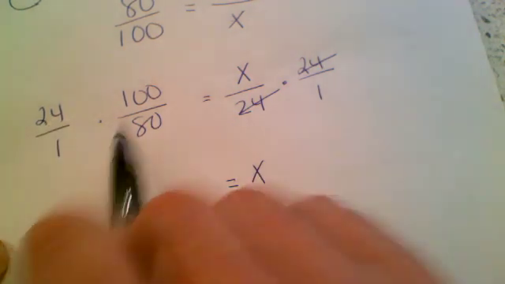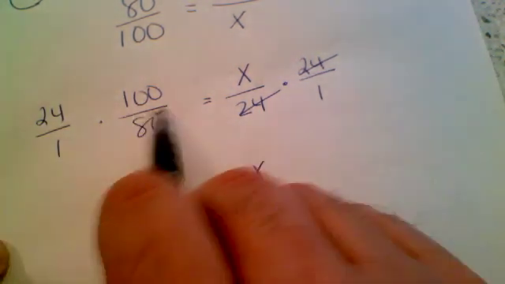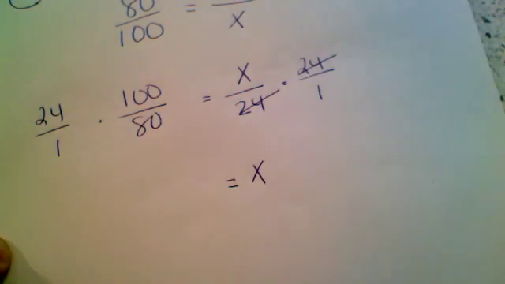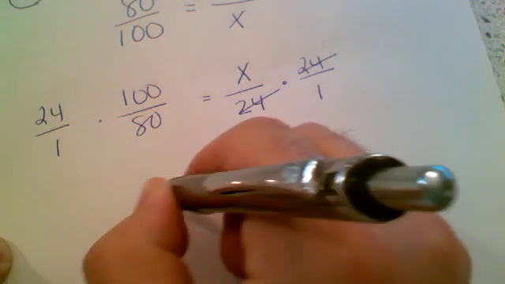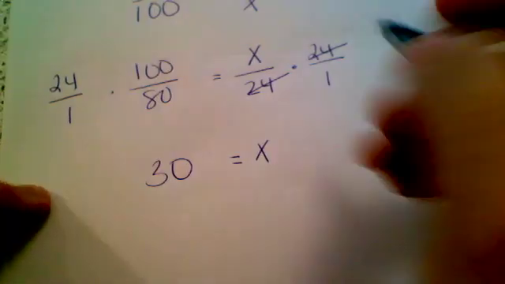So we've got 24 times 100, and we're going to divide that by 80. So we get 30, and since we're talking about the price of something, that's $30.